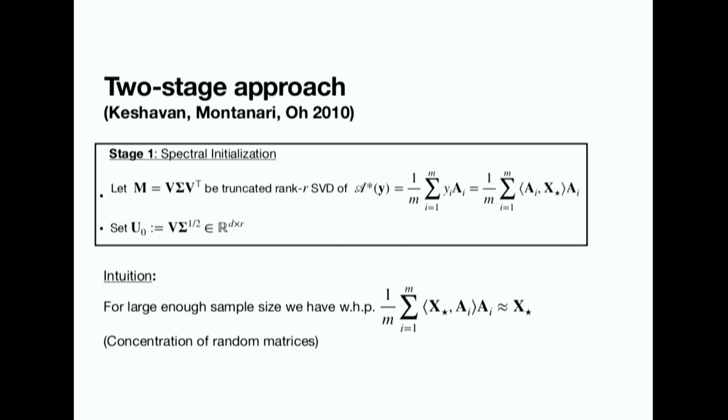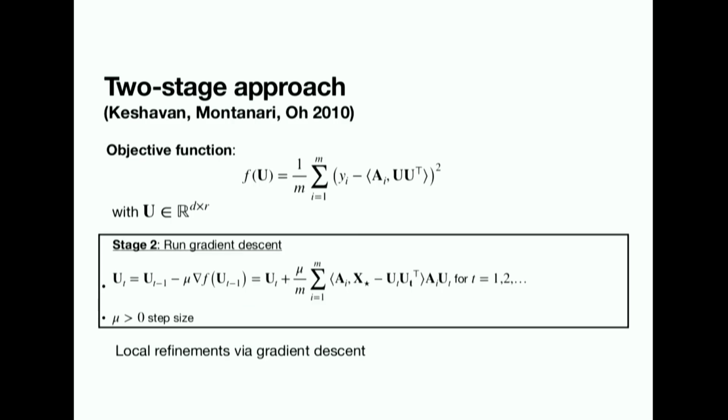The intuition is that if you take the sample size large enough, the spectral initialization should be a good guess for our ground truth matrix. And then in the second step, we take our non-convex objective function, and because we're symmetric, I have just one factor U, and I can write it as U U transposed. On this non-convex objective, I just run gradient descent. So it's just two stages: spectral initialization, then gradient descent as usual.